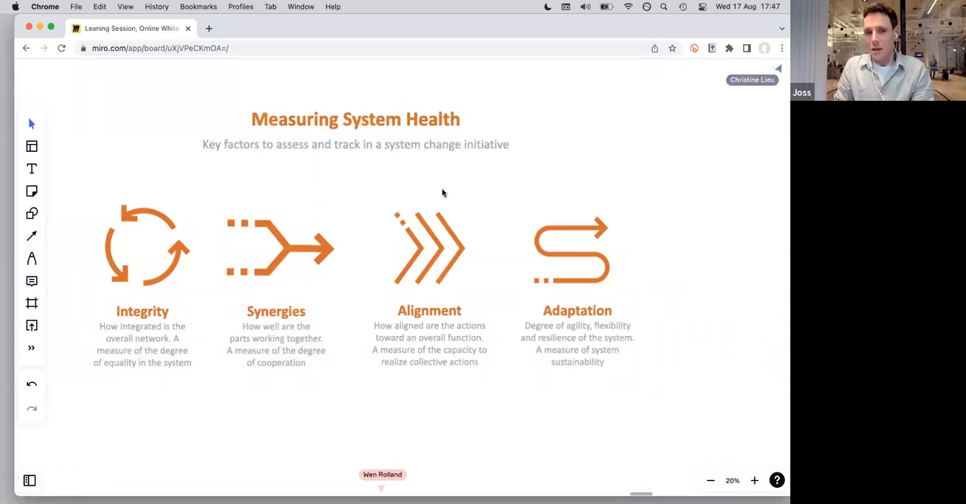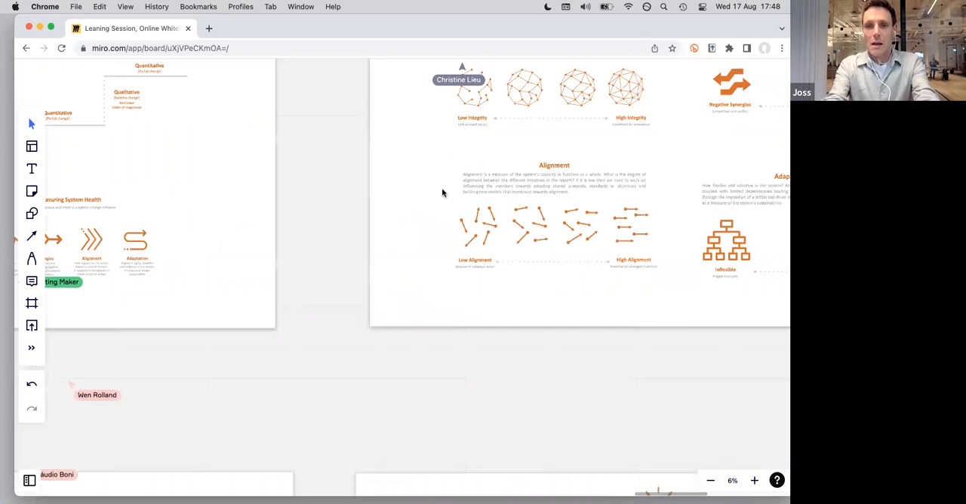This is one way of doing it, not the only way. These are a number of dimensions that we can look at in assessing the change in system structure. So we can think about the integrity of the system, how interconnected it is, the synergies between the parts, the alignment of those parts, and the adaptive capacity and evolutionary capacity of that system. This is what's going to make for a healthy, functioning overall system. We'll break these down in a minute, so let's take a quick look at some of those.